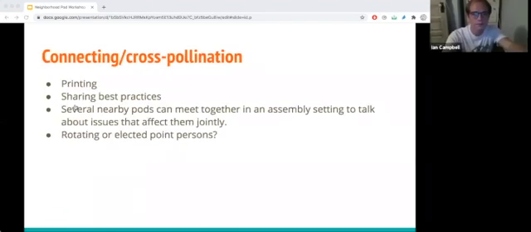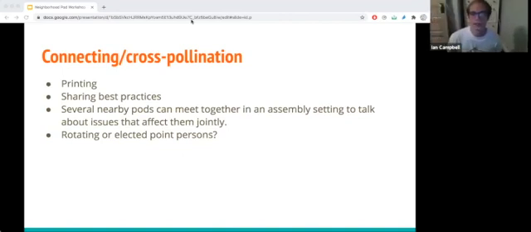Okay. So there's really a lot of benefit that can come from this point, from pods connecting with one another. So again, if you're in Denton, we would love to get in touch with you about getting on our point persons group chat that allows us all to communicate. And you might find benefit in creating something similar where you live.